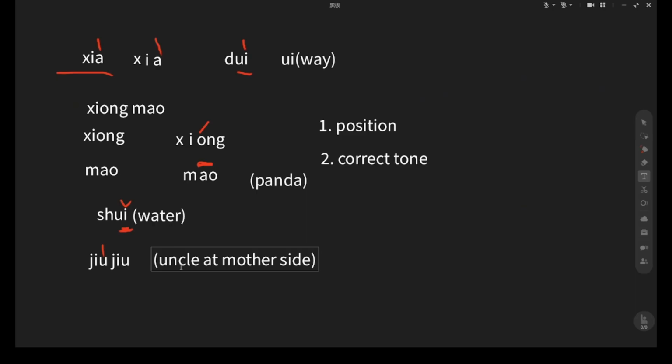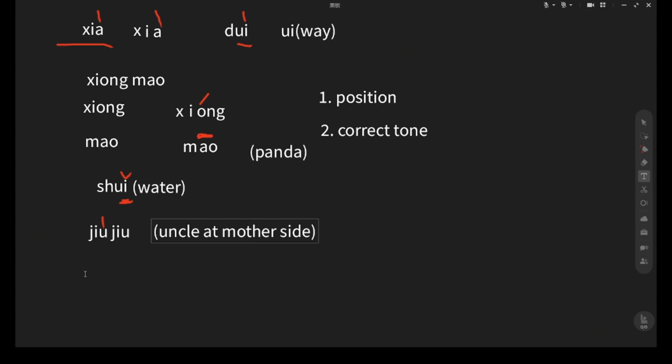Okay, we call uncle on the mother's side 舅舅. So you try to remember this phrase. 舅舅 is a very important person in the family in China. Okay? So this is 舅舅, okay? So, more examples, okay?